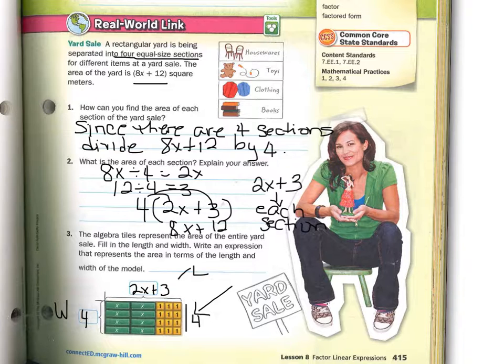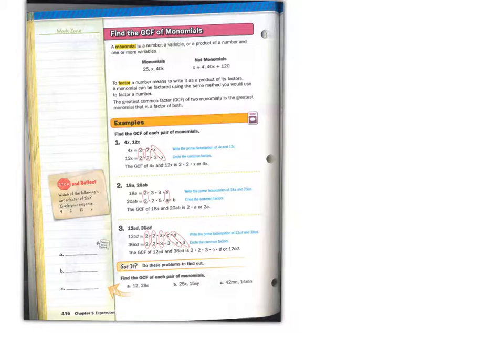Go ahead and go to your next page. Okay, a couple of things we need to know, a couple of terms that are going to come up, and you'll see them in some of your practice work.